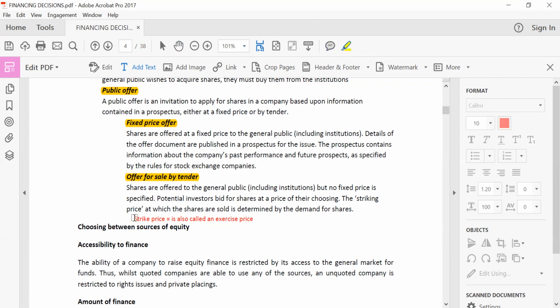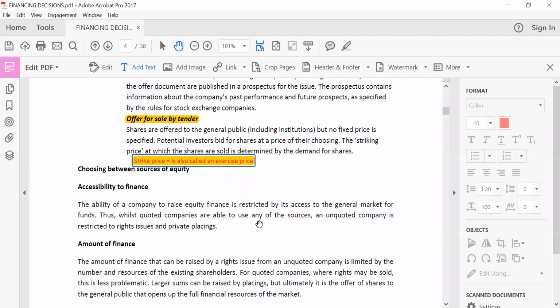So we are saying that with an offer for sale by tender, the shares are offered to the public not at a fixed price. So a strike price is also called an exercise price. That is how much the public is going to pay for the shares. Somebody might say that is the selling price, but we do not call it selling price in this context. If you are selling shares, we rather call it a strike price. The value at which the public tends to buy the shares is called a strike price, and the strike price is also called an exercise price.